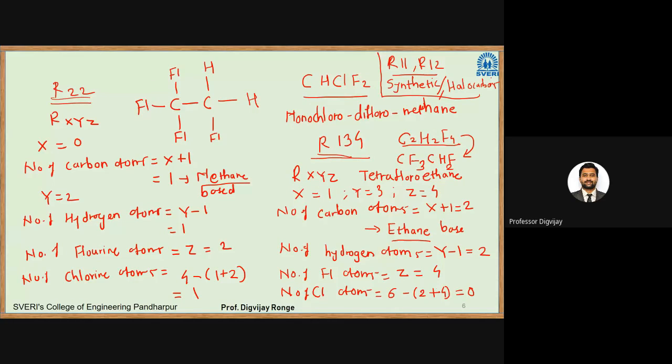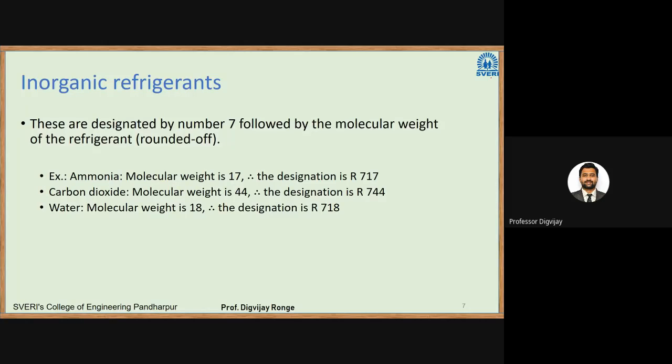Okay, so that is all about synthetic refrigerants. We have seen their nomenclature and their classification. Next, we'll see inorganic refrigerants. We have organic refrigerants, which are called hydrocarbons, and the second, we have inorganic refrigerants. They both come under natural refrigerants.